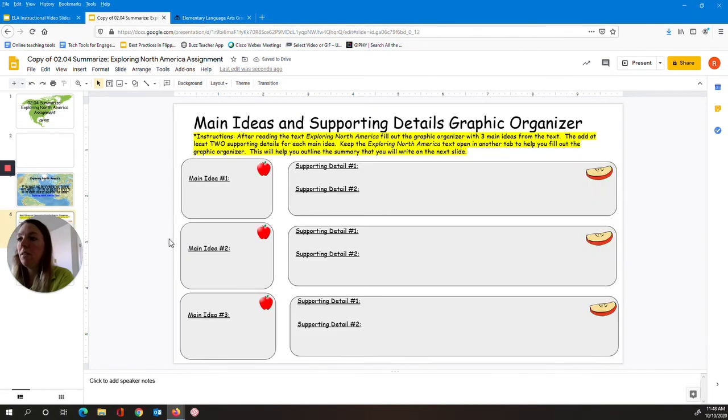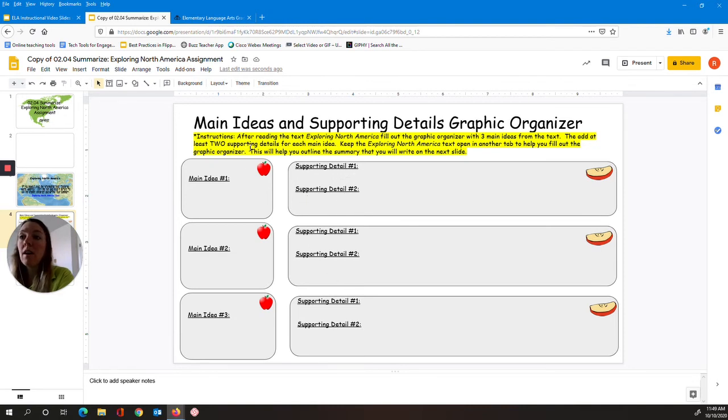editing here. There we go. Here's our graphic organizer. So it looks similar to the one that's in your lesson. I just put it in a slide form. So you're going to pick out 3 main ideas from Exploring North America. So after you read it, pick out 3 of those ideas, the main ideas that you got as you read that text, and I want you to put in at least 2 supporting details from each.